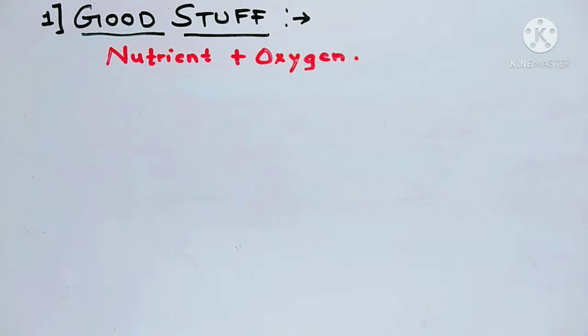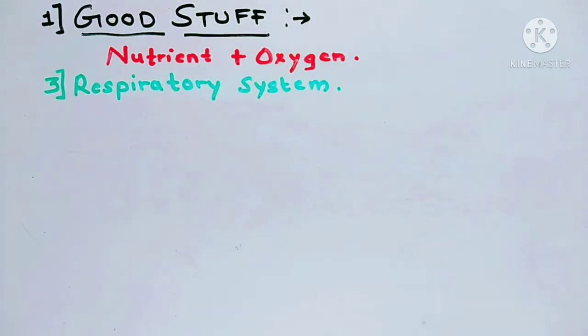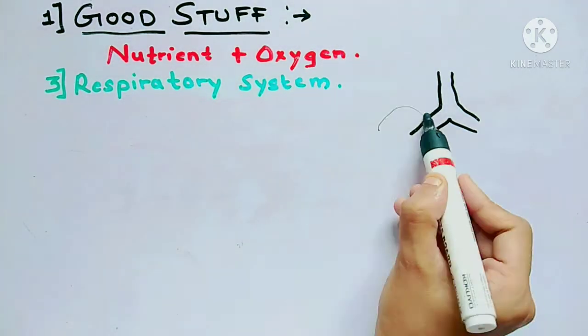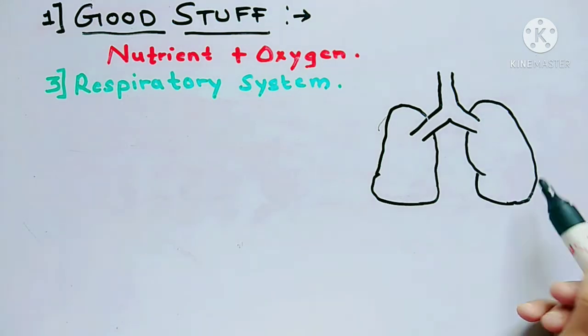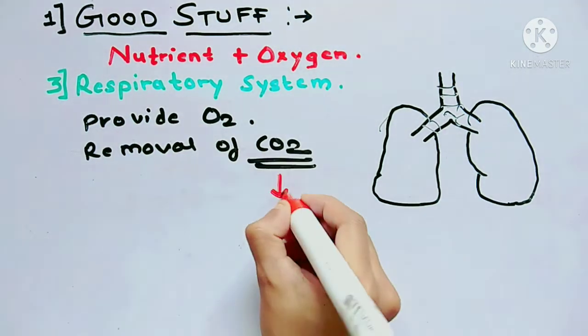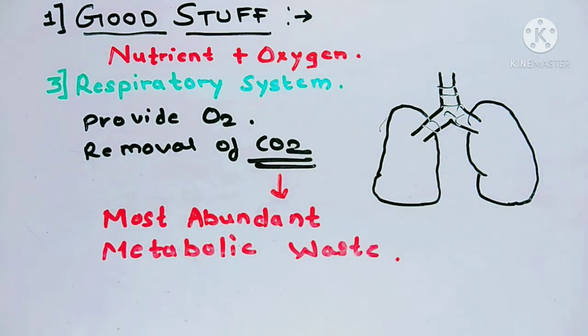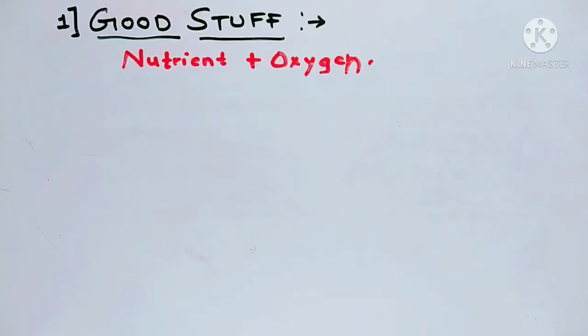So the third thing we are going to talk about is the respiratory system, which helps us to provide oxygen throughout the body through the lungs. It provides oxygen, and similarly it removes CO2, and CO2 is the most abundant metabolic waste.